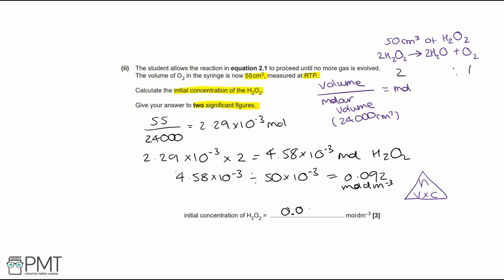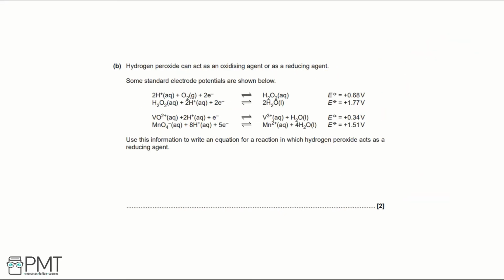To get the marks for this question, you get a mark for working out the moles of oxygen, a mark for factoring in the molar ratio, so multiplying the moles by 2 to get the moles of hydrogen peroxide, and then you get a mark for working out concentration and giving your answer to 2 significant figures, 0.092. Part B. Hydrogen peroxide can act as an oxidizing agent or as a reducing agent.